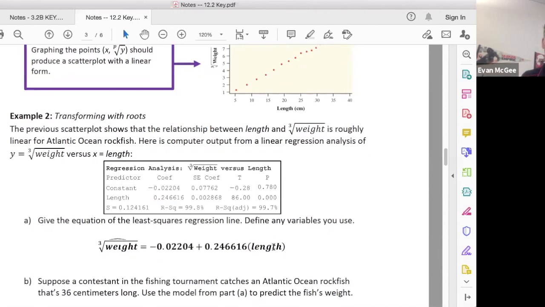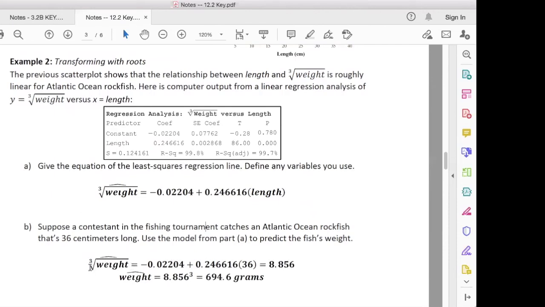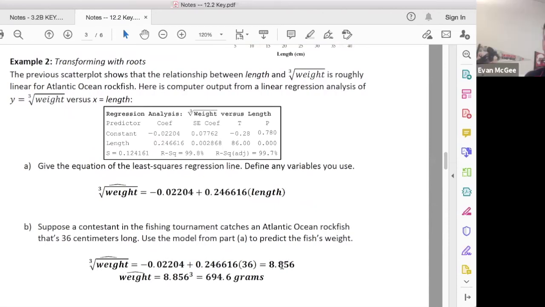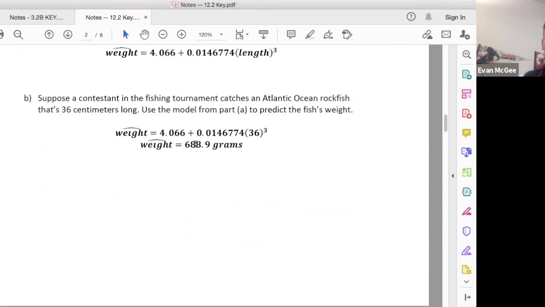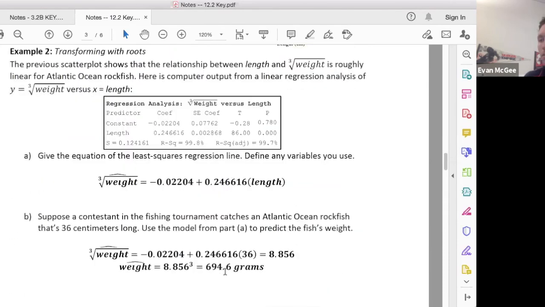What estimate will we have for a fish that is 36 centimeters long with this model? So you're going to plug 36 in for length again and solve. So plug in 36, multiply it by this, subtract this from it, you get 8.856. Well, remember with algebra, if you have the cube root of y is equal to 8.856, you have to cube both sides. So that's why they cubed it to get 694.6 grams. And so let's see, the last one was 688, and this one was 694 grams. So they're pretty close. Both of these models are pretty close in their predictions.